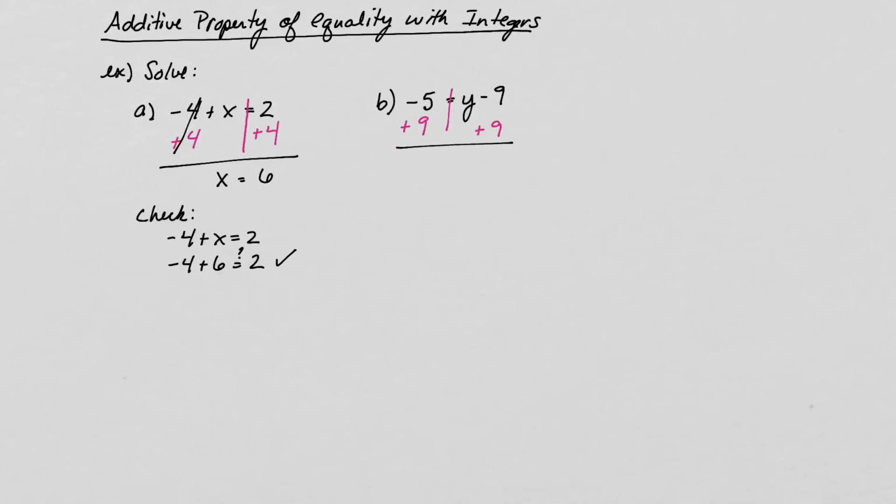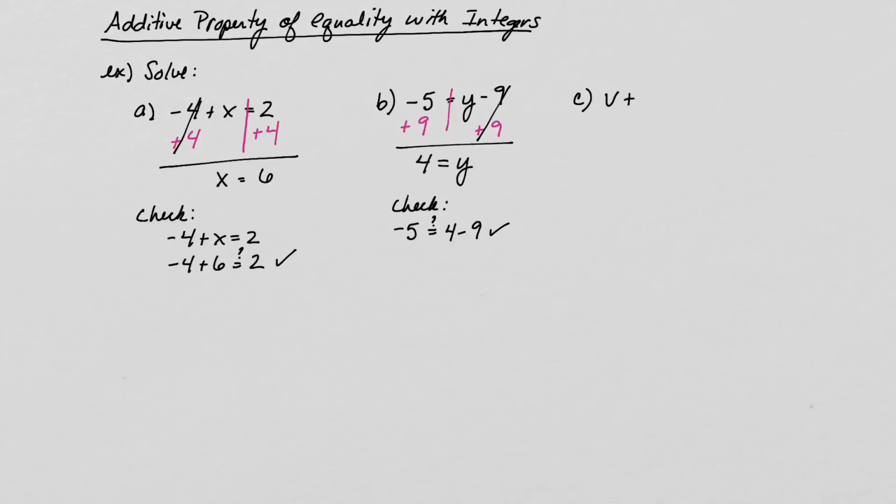So -5 plus 9 is a +4. Here, the -9 and the +9 go away, and we're just left with y. And again, you can check your answer. So -5, is that actually equal to 4 minus 9? And yep, it is. So we know that it works out. And so we have our answer. So let's try one more.